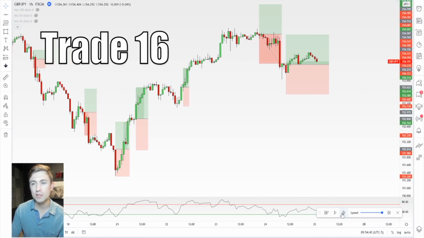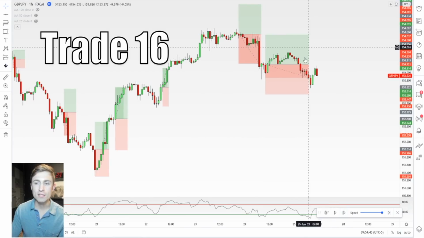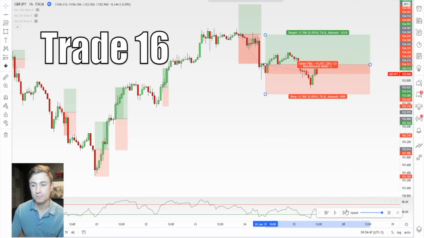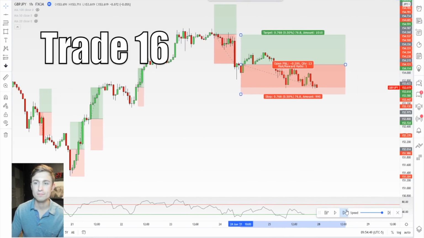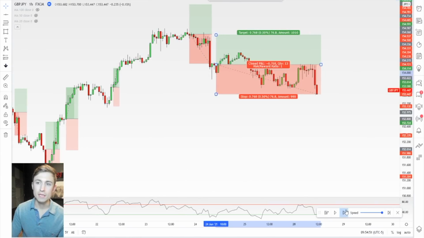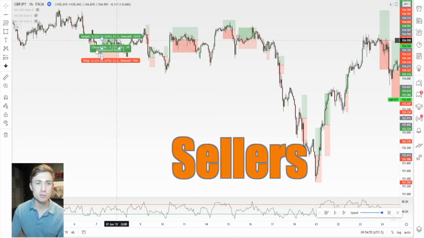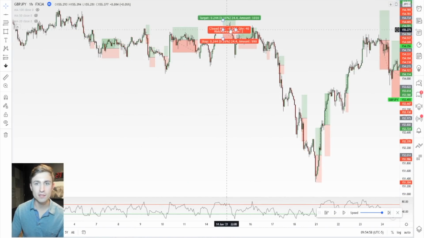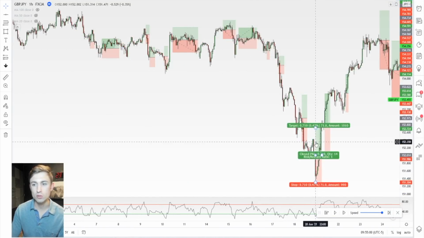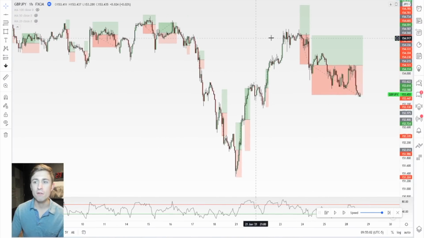A little bit of consolidation there. Trying to come down. Let's see what happens here. And there it is. Ended up tagging the sell win. So let's count up the trades. 1, 2, 3, 4, 5, 6, 7, 8, 9, 10, 11, 12, 13, 14, 15, 16.